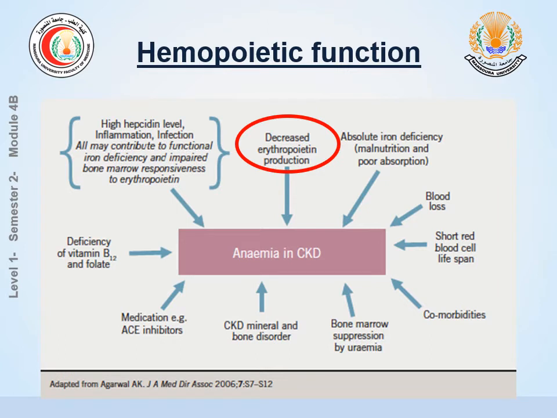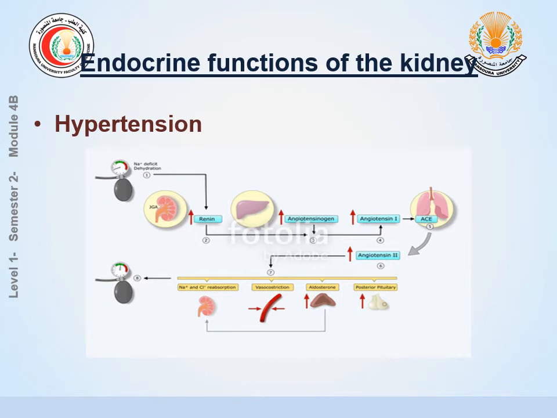For the hemopoietic function, disturbance of hemopoietic function and decreased erythropoietin production will result in anemia. The kidney is responsible for the secretion of renin. When the kidney function is disturbed, there will be increased secretion of renin, which through a special process will result in salt retention, in vasoconstriction, and increased secretion of aldosterone from the suprarenal, and the net result will be hypertension.